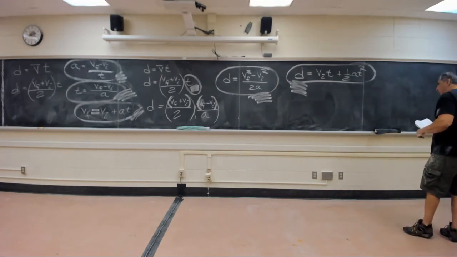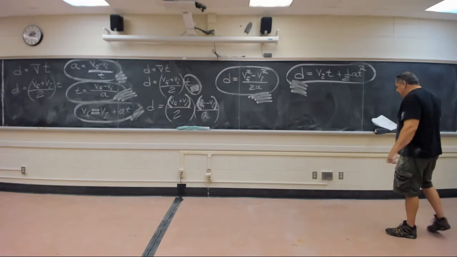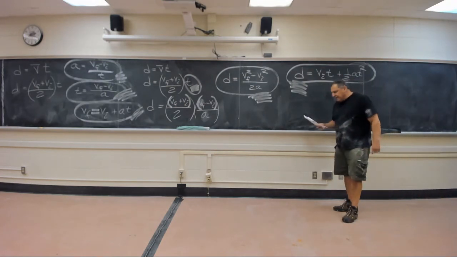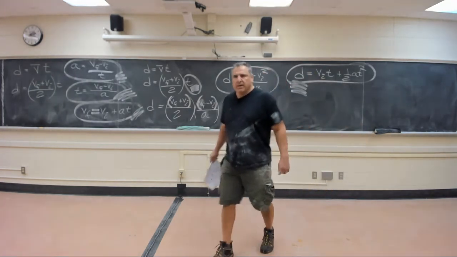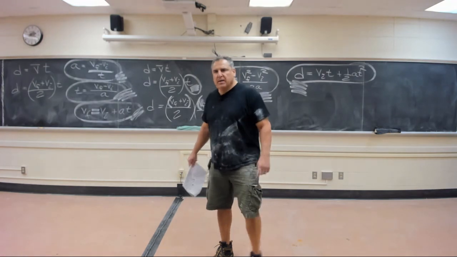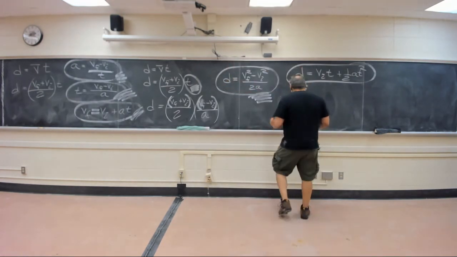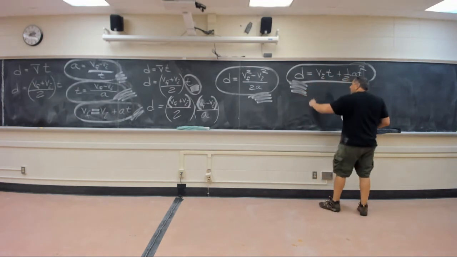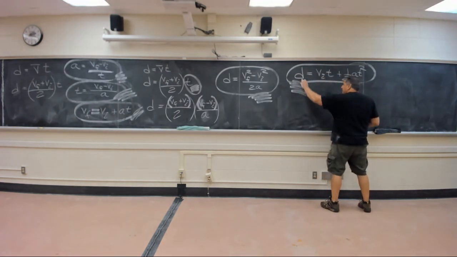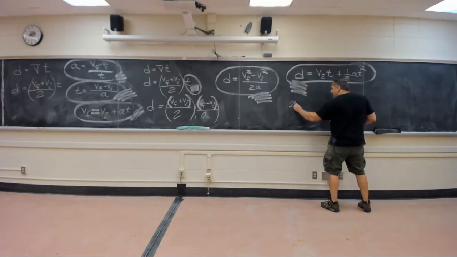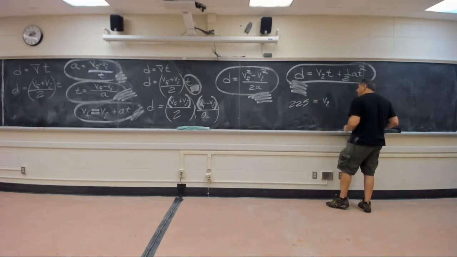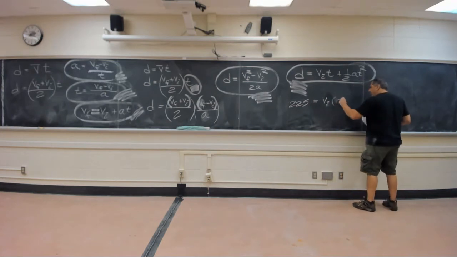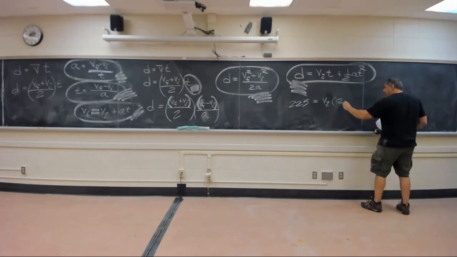We've got to find VF. Well, it's hard for me to find VF when I'm not even sure what VI is. I do know this much: it's going to reach the rock slide in time t. The rock slide is 225 meters away. I don't know how fast it's going initially. I do know that it went for 12.7 seconds.